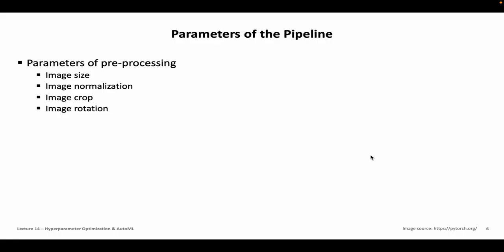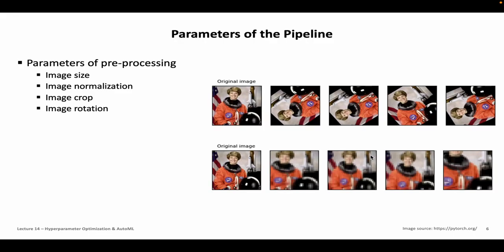But that's not all. Sometimes also the parameters of the whole machine learning pipeline can be included. So if you're working with images, you could also include the image pre-processing steps, such as normalization or rotation, into your HPO pipeline.